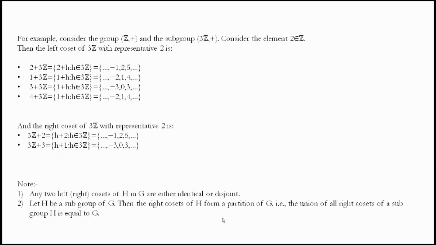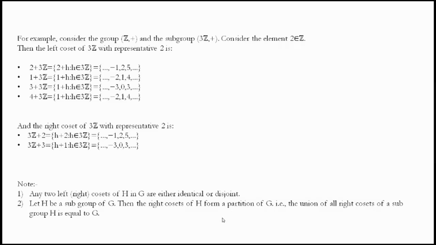If Z is 2, what is the resultant value? It is 3 into 2, 6, plus 2, 8. So again, whatever the resultant set is, it is also falling under the same group. Like that 1 + 3Z, 3 + 3Z, 4 + 3Z. And the right coset of 3Z with representative 2 is 3Z + 2, that is h + 2, h belongs to 3Z, and 3Z + 3. So this is another coset that will follow the same property.